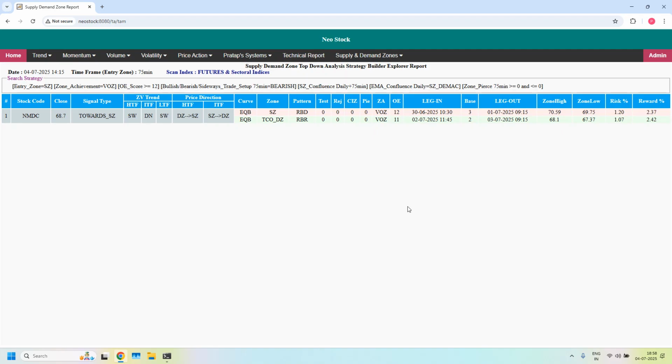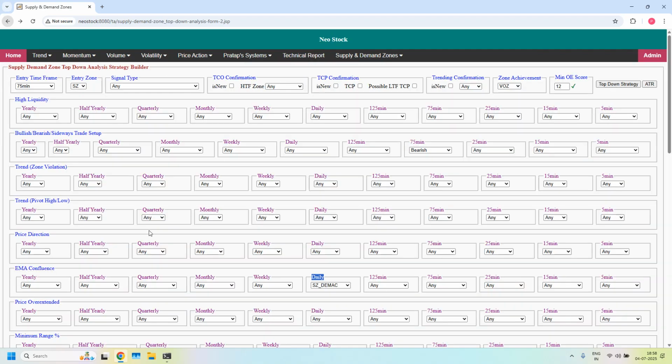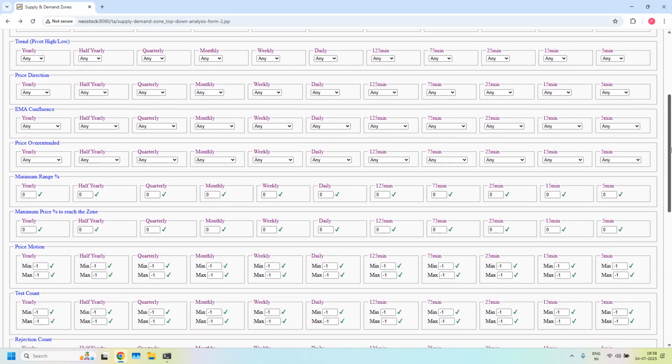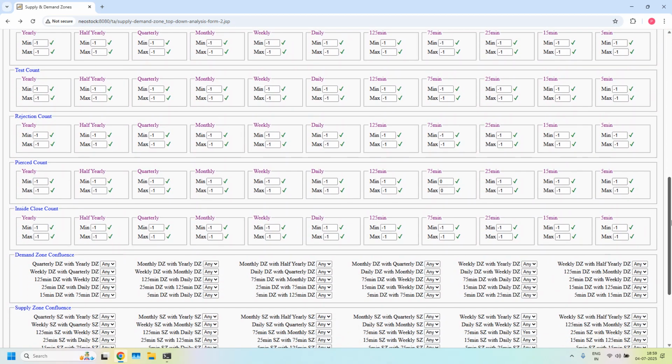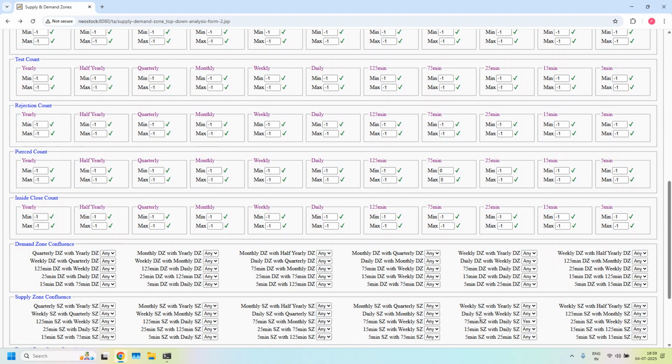Okay, fine. Next, let us look into LTF, ITF and HTF supply zone confluence supported stocks. I'm going back, removing this EMA filter. In the supply zone confluence, 3 filters we have to set. First filter is already enabled, that is 75 minutes and daily supply zone confluence. Next, 75 minutes and weekly supply zone confluence. Daily and weekly supply zone confluence.